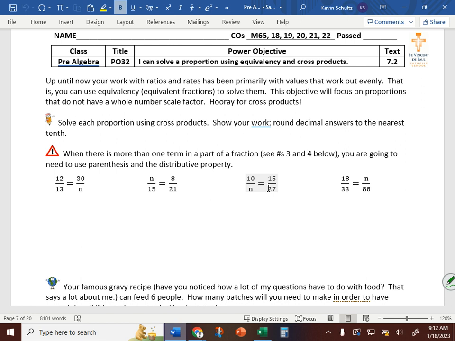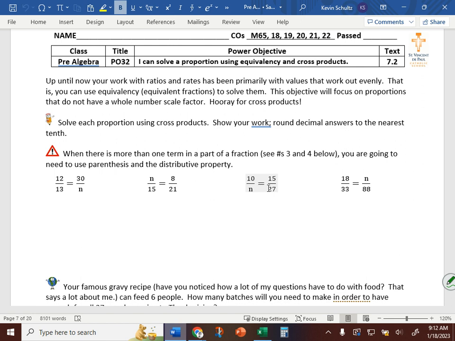Anything you see different about these? Yeah. There's a letter in place of one of the numbers. Yes. Okay. There's a variable, right? We don't know all the information about these proportions because they contain a variable. Do we know they are proportional?